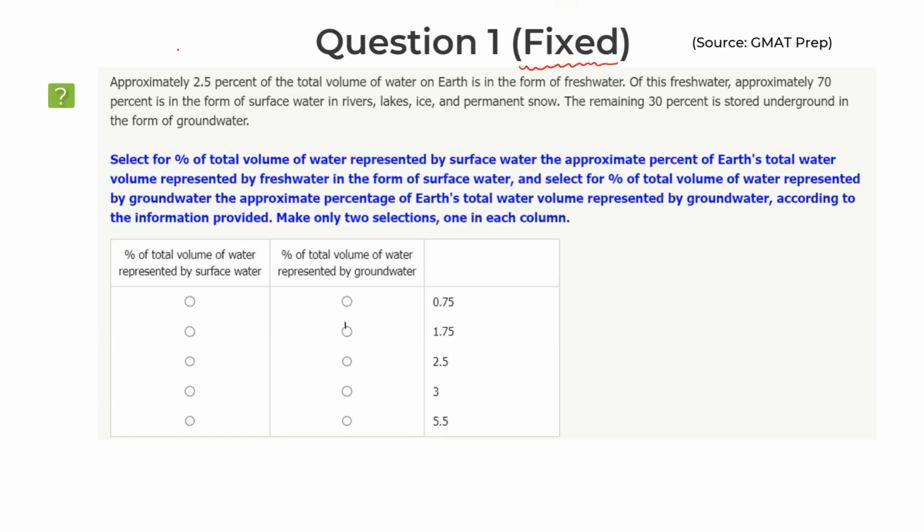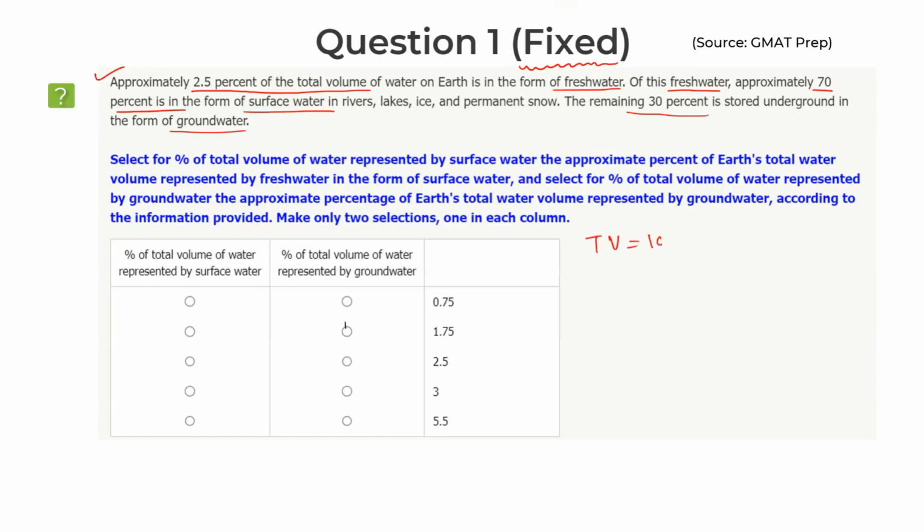It tells us that approx 2.5% of the total volume of earth is in the form of fresh water. Of this fresh water, approximately 70% is in the form of surface water, which is rivers, lakes, or permanent snow, and the remaining 30% is in the form of groundwater.